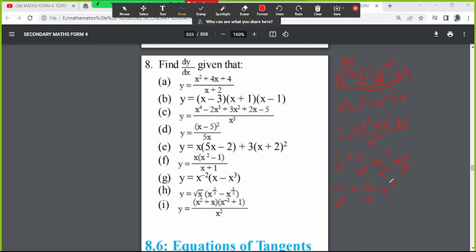This one, when it is x power 1, it means it can go to the denominator and become 1 over x. Using indices, x to the power of -1, it becomes what? X over 1. 1 over x. So here what we have is 1 over x.